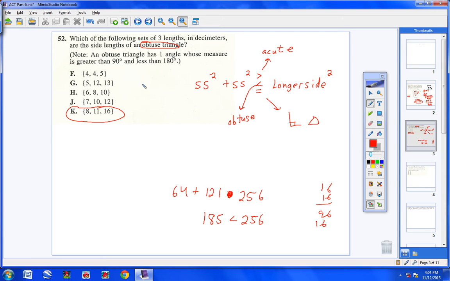Whenever you're given three lengths of a triangle, you can tell whether it's acute, obtuse, or right by taking the two shortest sides, squaring them and adding them together, and then taking the longer side and squaring it, and then comparing your two sides. If the sum of the two shorter sides squared is greater than the longer side squared, then it's an acute triangle. If it's less than, then it's an obtuse triangle. And if these two sides are equal, then you have a right triangle. Okay, so this is something you need to know.